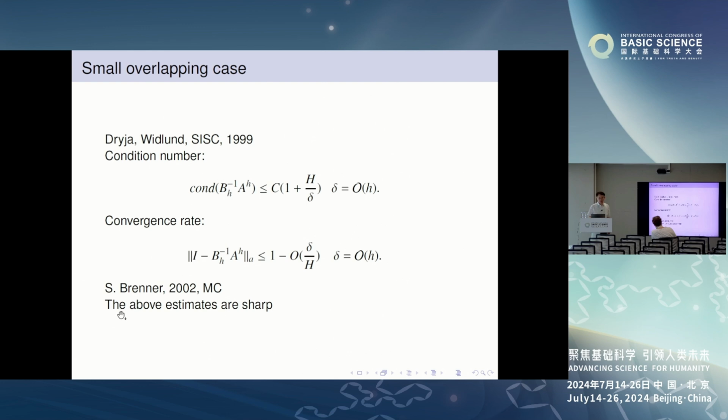And Susanne Brenner, she also attended this conference. I think maybe she went back now. She proved that these above estimates are sharp. You cannot improve them. This is the best result. Okay, you cannot improve. This is very interesting. Of course, this is very technical.